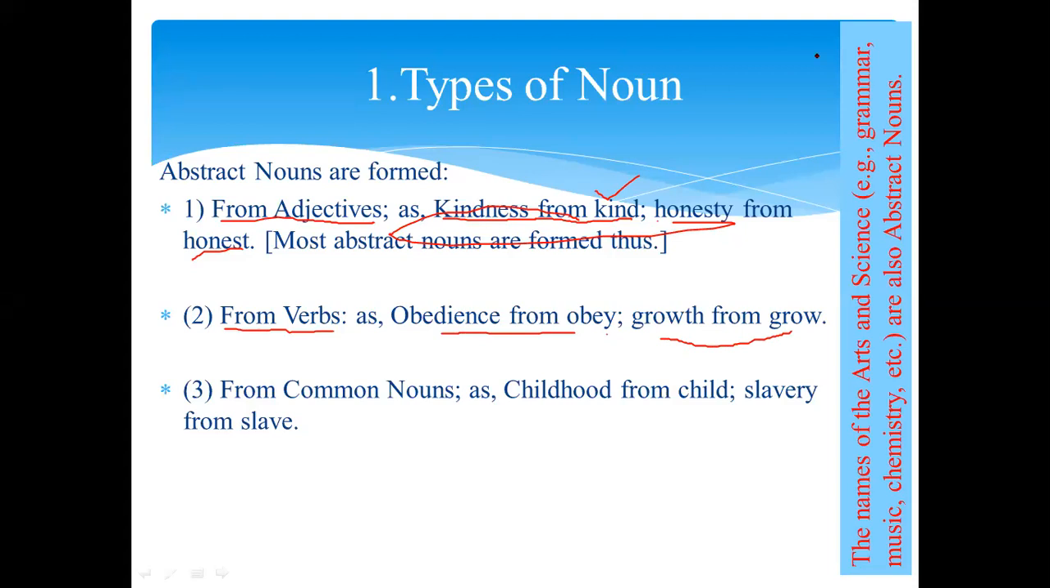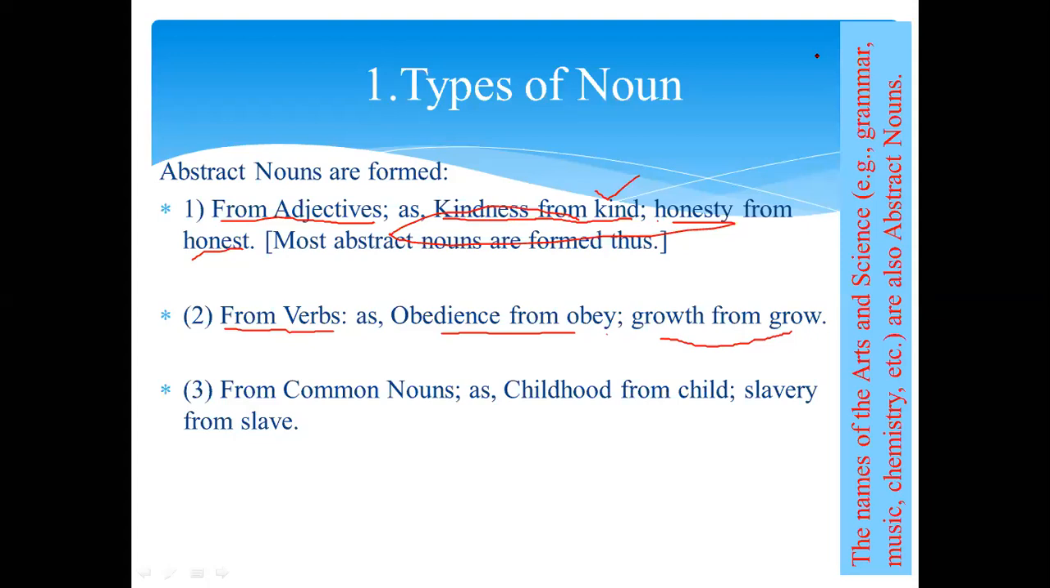Ji beta, somebody has got a question. Mohammad Musa, you want to say something? Hello?